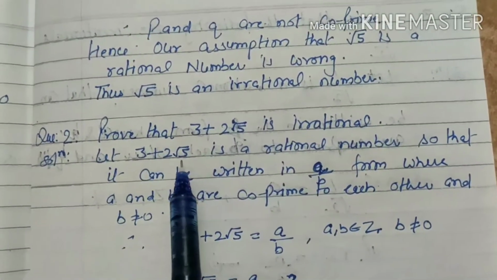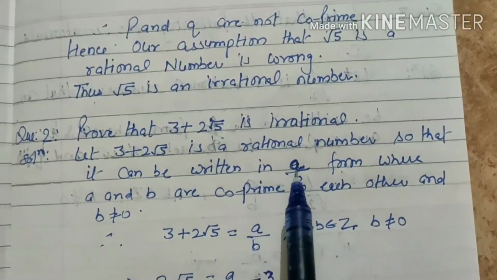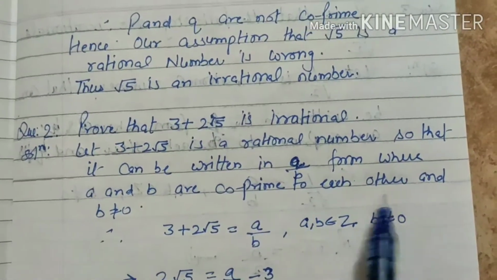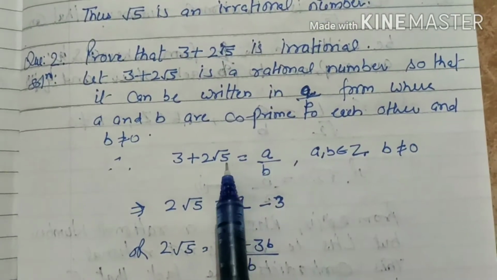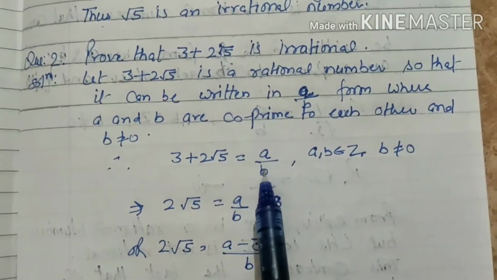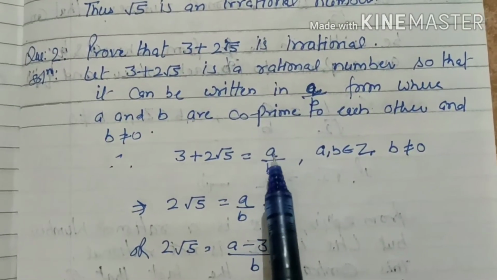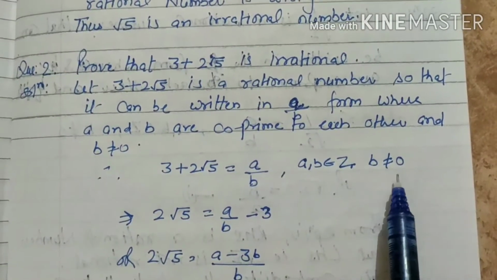Let 3 plus 2 root 5 be a rational number so that it can be written in a by b form where a and b are co-prime to each other and b is not equal to 0. So therefore 3 plus 2 root 5 equals a by b, and a and b are co-prime to each other, meaning a and b don't have any common factor other than 1. So a and b belong to integers where b is not equal to 0.